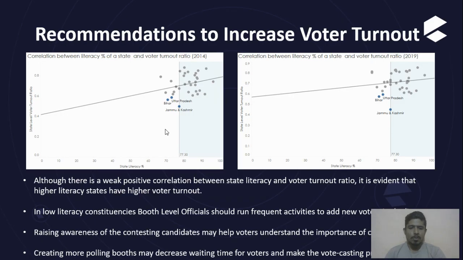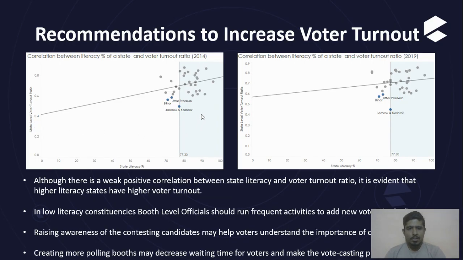These two scatter plots are drawn between state literacy percentage on the x-axis and state level voter turnout ratio on the y-axis. On the x-axis it is state literacy percentage. On the y-axis it is state voter turnout ratio.